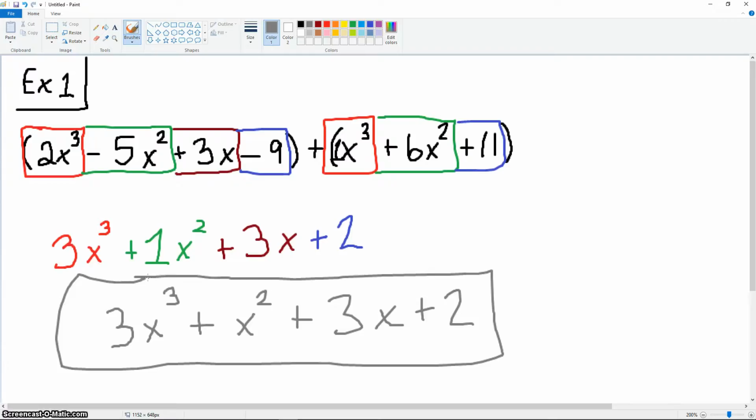Moving on to subtracting polynomials. So I'm going to move on to example 2.